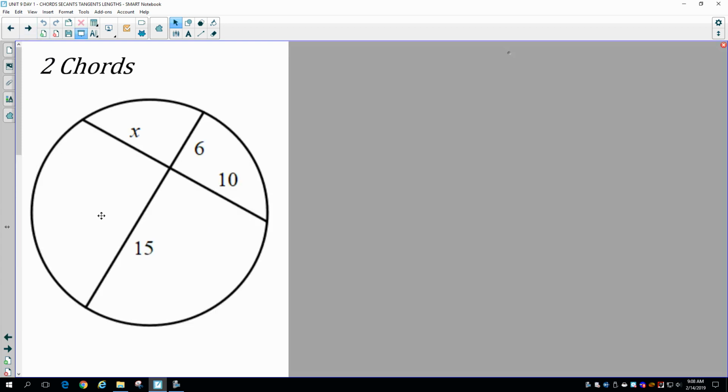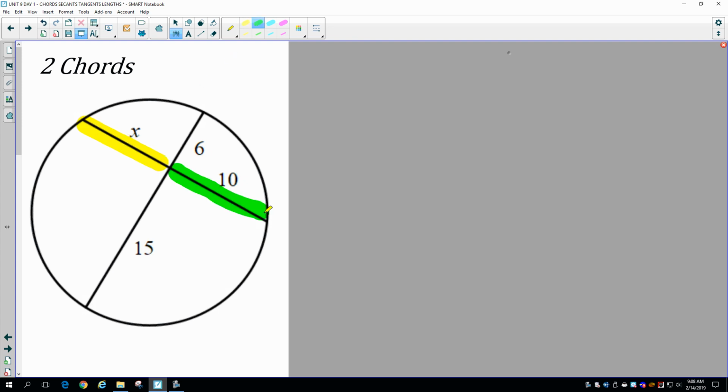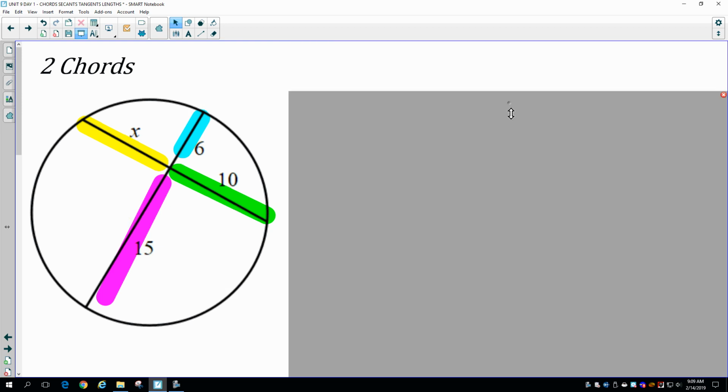So reminder that a chord is a segment inside a circle that touches the circle in two spots. So here I have two chords and they intersect, and when they intersect they create smaller little segments. So this chord here creates a segment that's X and a segment that's 10, and the other chord creates a segment that's 6 and a segment that's 15. And so the relationship that exists here is that this one chord, those two pieces, if I multiply them together, they're equal to these two pieces from the other chord multiplied together.